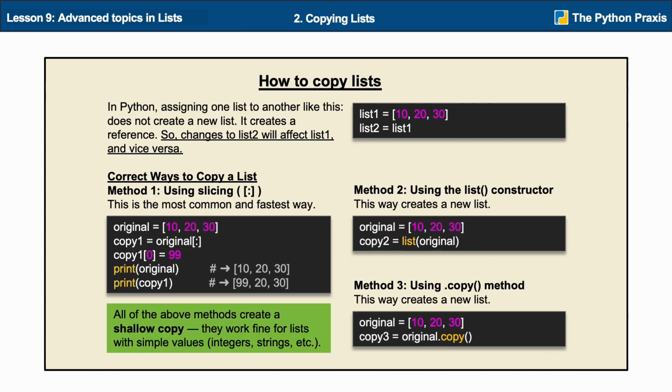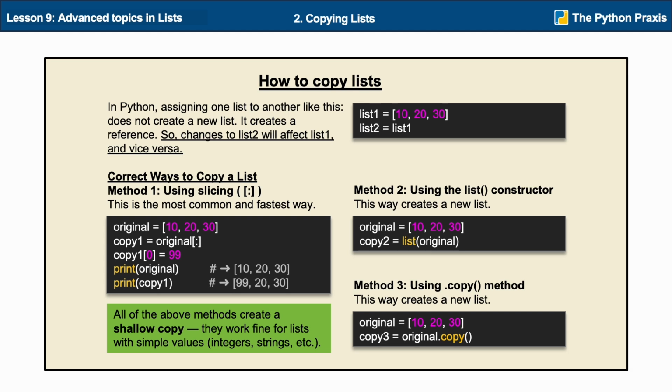Now, let's talk about copying. In Python, assigning one list to another, like in the example, does not create a new list, it just creates a reference. So changes to list2 will affect list1 and vice versa. So how do we make proper copies? Here we have 3 methods to do the job. One method is using slicing. This is the most common and fastest way.